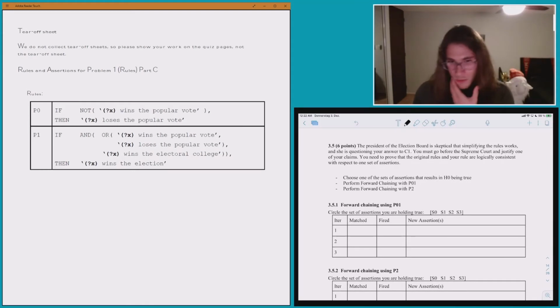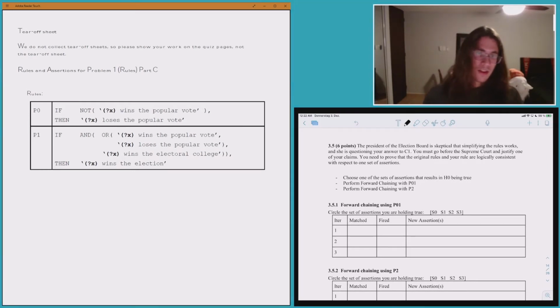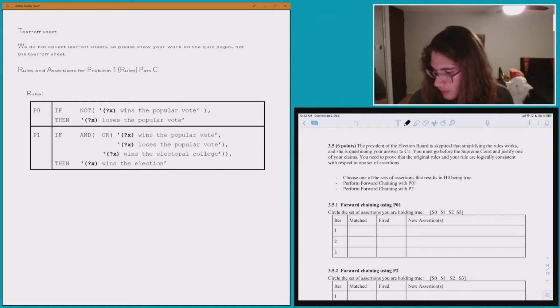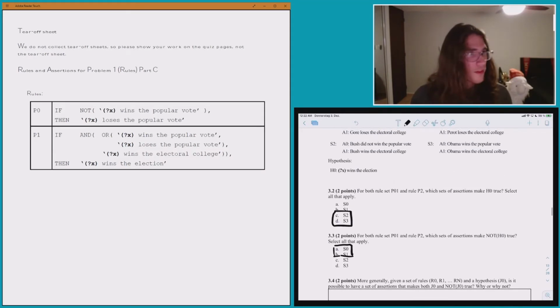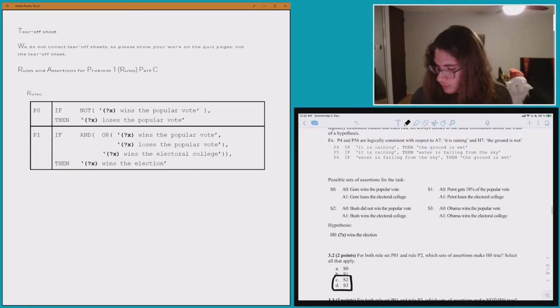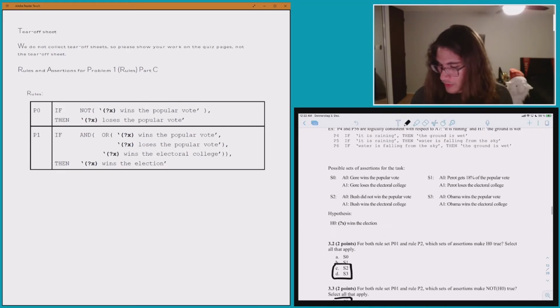So now we're asked, and I was checking it in my head, but I've forgotten that we explicitly do some amount of forward chaining on the rule sets that we produced. So I'm going to pick as the set S2. So this would be Bush did not win the popular vote. Bush wins the electoral college.